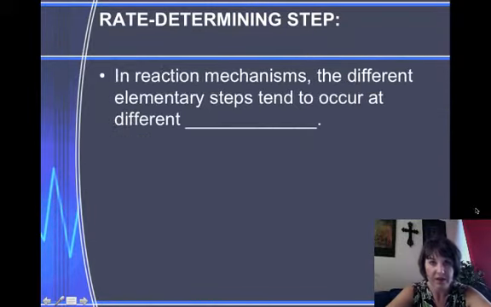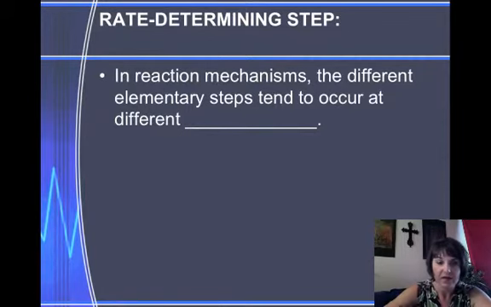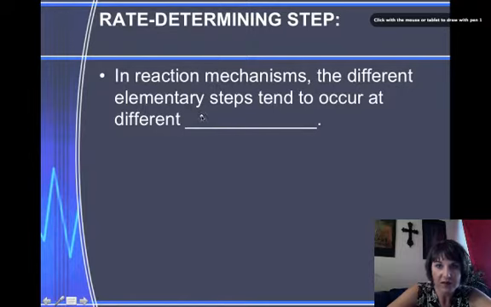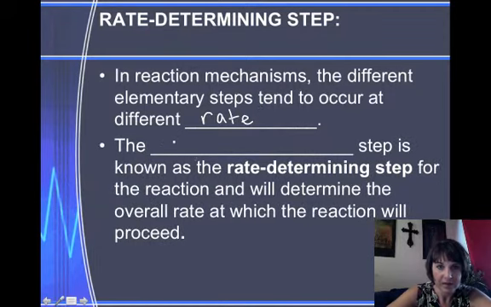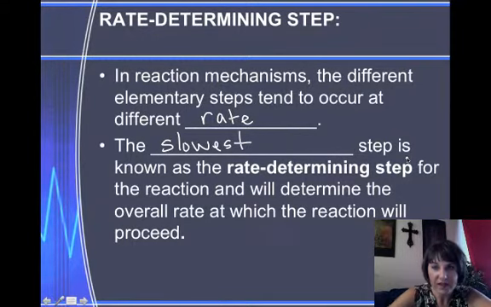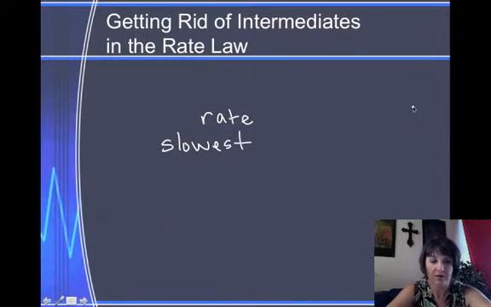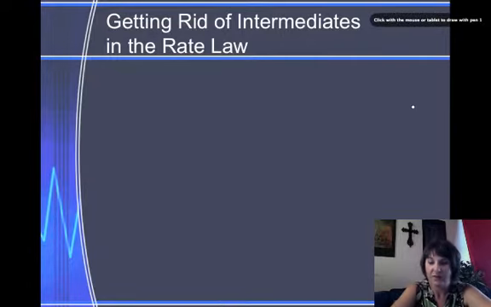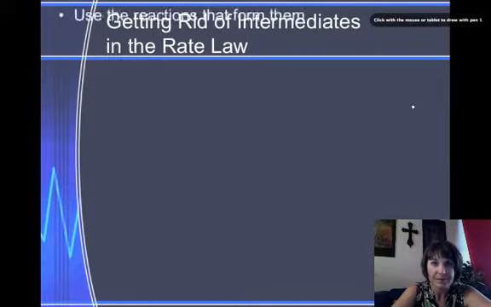The rate determining step is going to be the slowest step. In any reaction mechanism, each different elementary step occurs at a different rate. It's the slowest one, though, that determines the overall speed. So this is what's called the rate determining step for the reaction, and it's going to determine the overall rate at which the reaction can proceed. It's kind of like in a big line of traffic. If there's one car going slow, all the cars behind it have to go slow too.